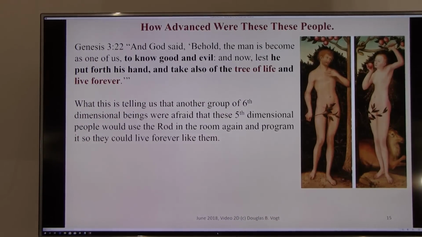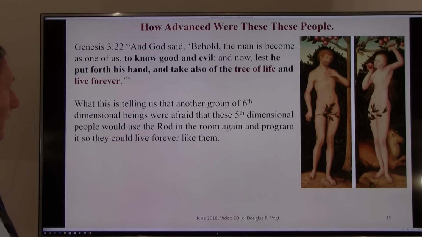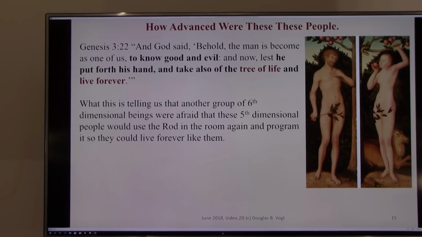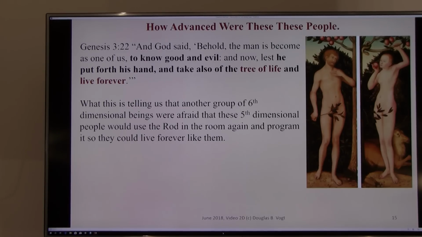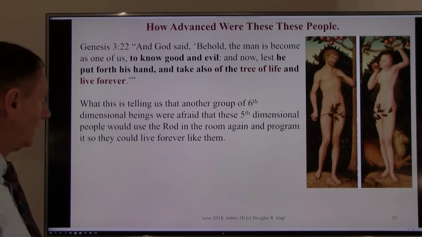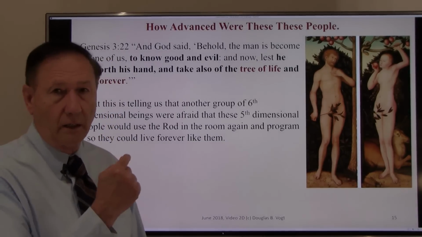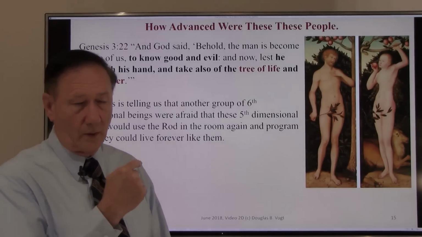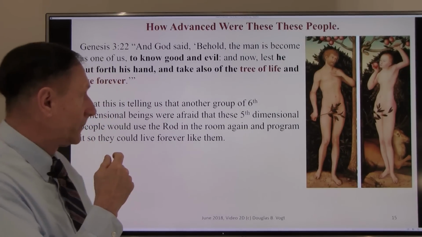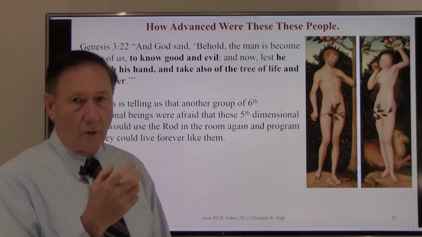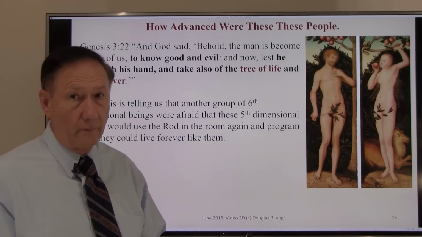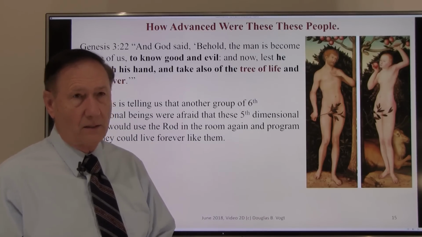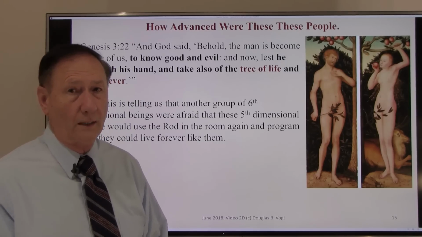Genesis 3:22, "And God said, behold, the man is become as one of us to know good and evil. And now, lest he put forth his hand," what was in his hand? The rod. "And take also of the tree of life and live forever." That's telling you one of the reasons why our Die Hold was built. But it also tells you, again, that that tool, that rod, given the right commands, would have made a fifth-dimensional being live forever. They didn't really want that. At least those that were six-dimensional beings did not want that.